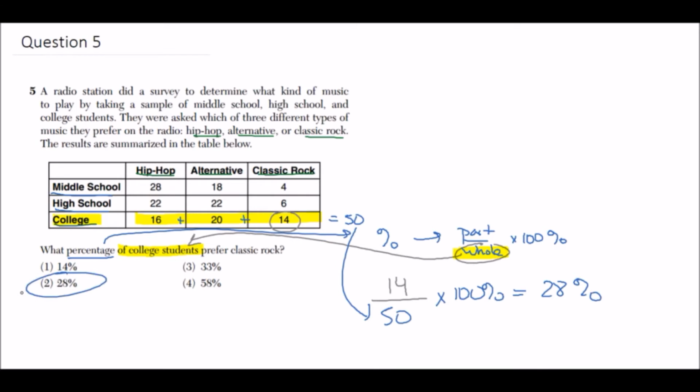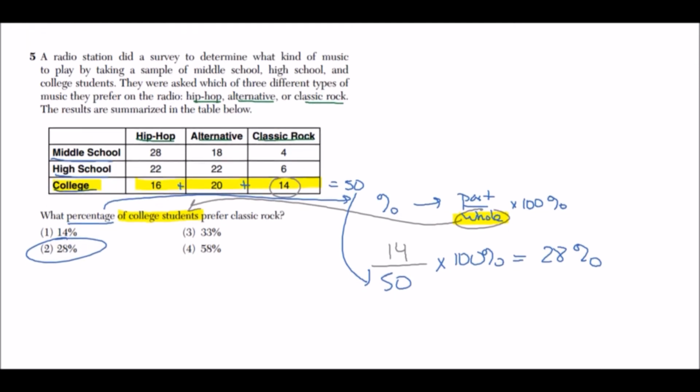Again, the question has nothing to do with middle and high school students. That is extra information. If they had asked what percentage of students are in college and prefer classic rock out of the entire survey, then we would take 14 out of the sum of all of them. But in this case, they're literally asking us what percent of college students.